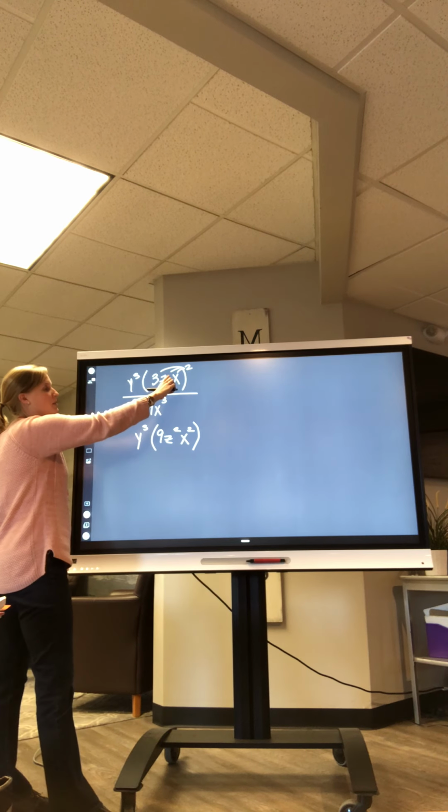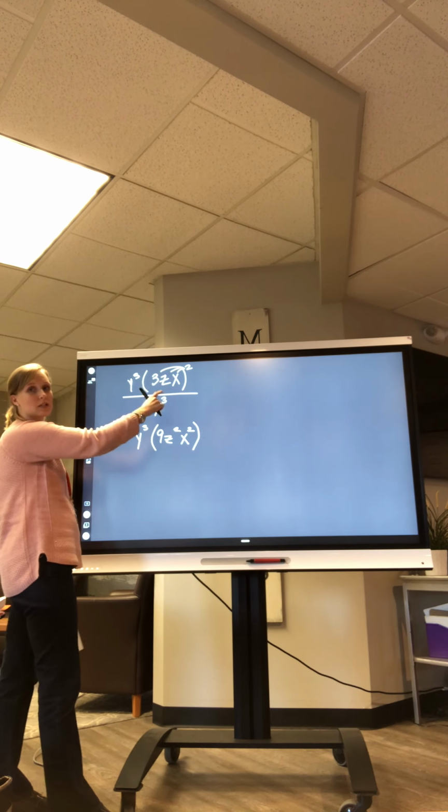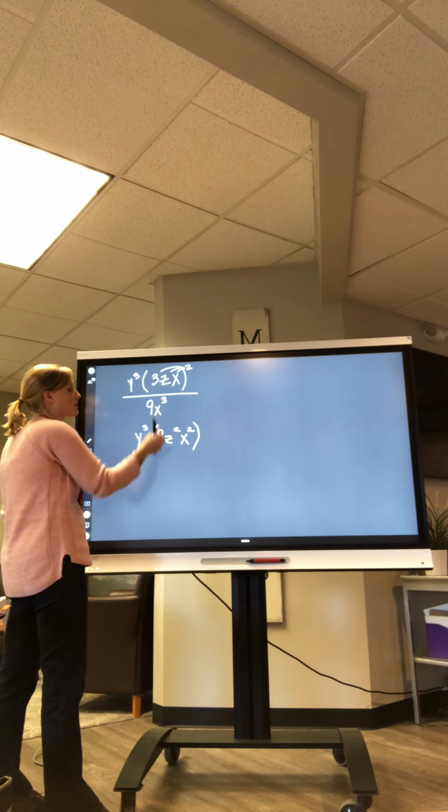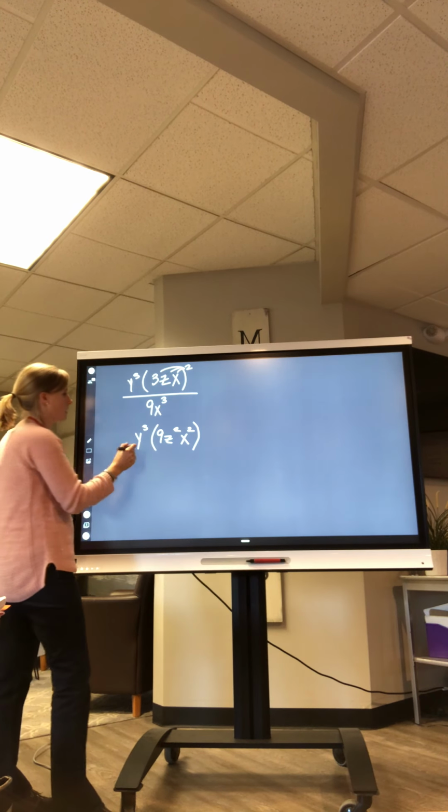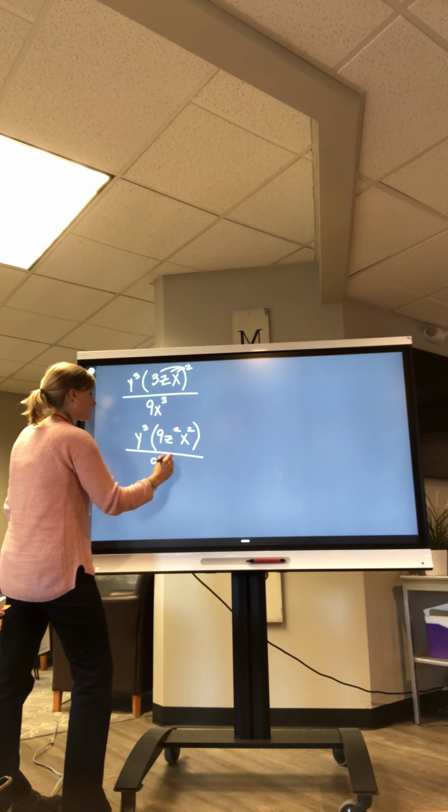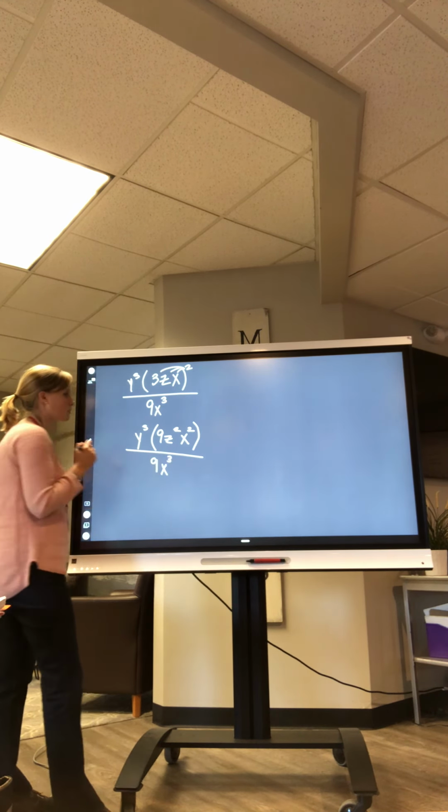If these had had exponents, we would have multiplied. So if it would have been like z to the 3, we would have done z to the 6, because 3 times 2 is 6. And then our denominator is 9x cubed. And now we just see what can cancel out. 9's cancel.